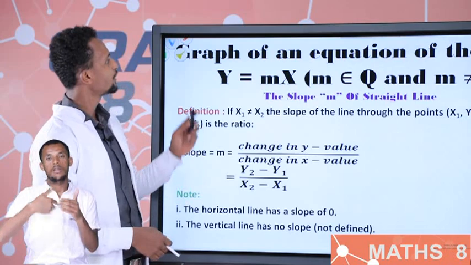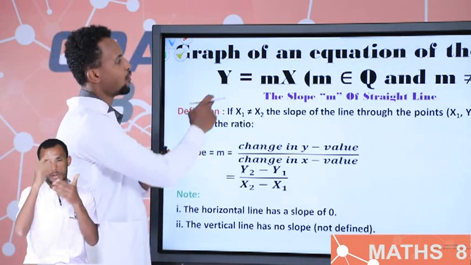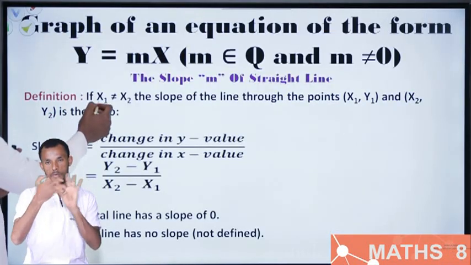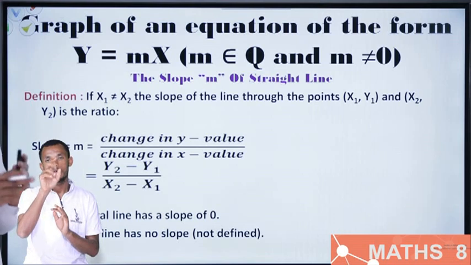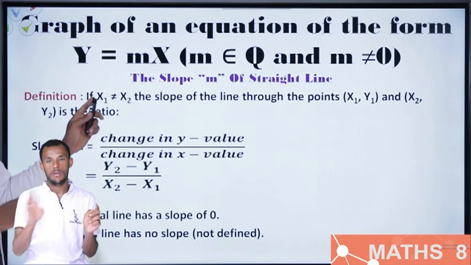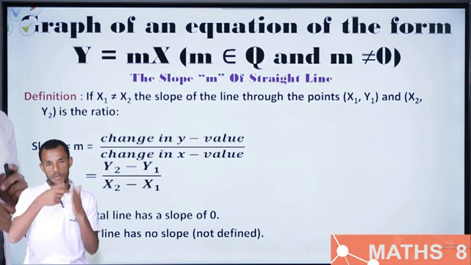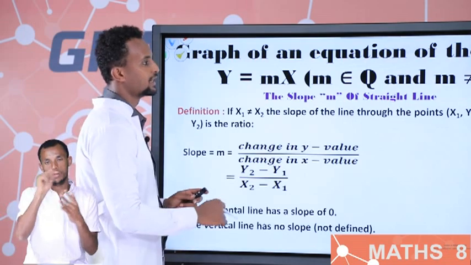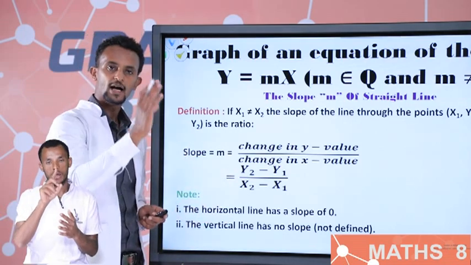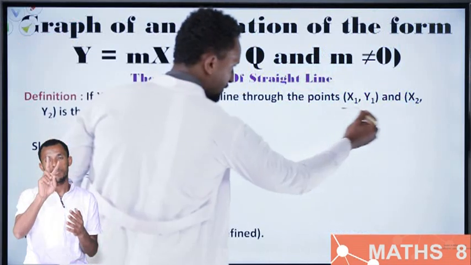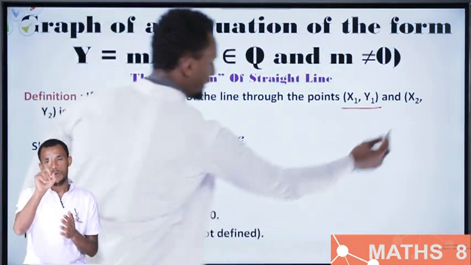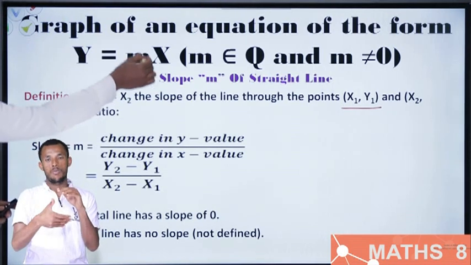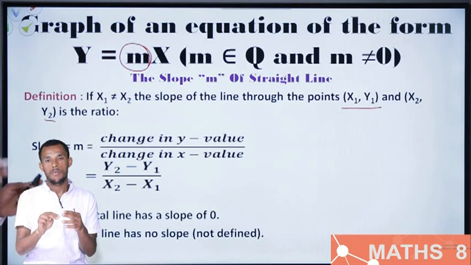The next type of equation is the graph of the equation y is equal to mx. In this case, we have the definition that x1 and x2 have to be different. We will discuss why the value of x1 is different from x2. But first, the slope of the line through the points x1, y1 and x2, y2. We have two different points. To get the slope, which is called m, M is called the slope of the line.